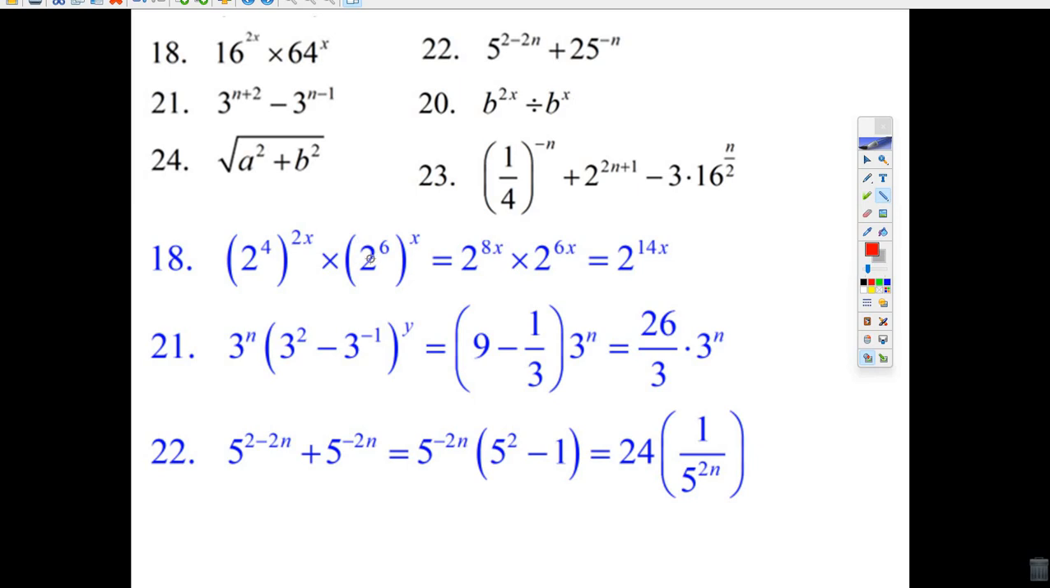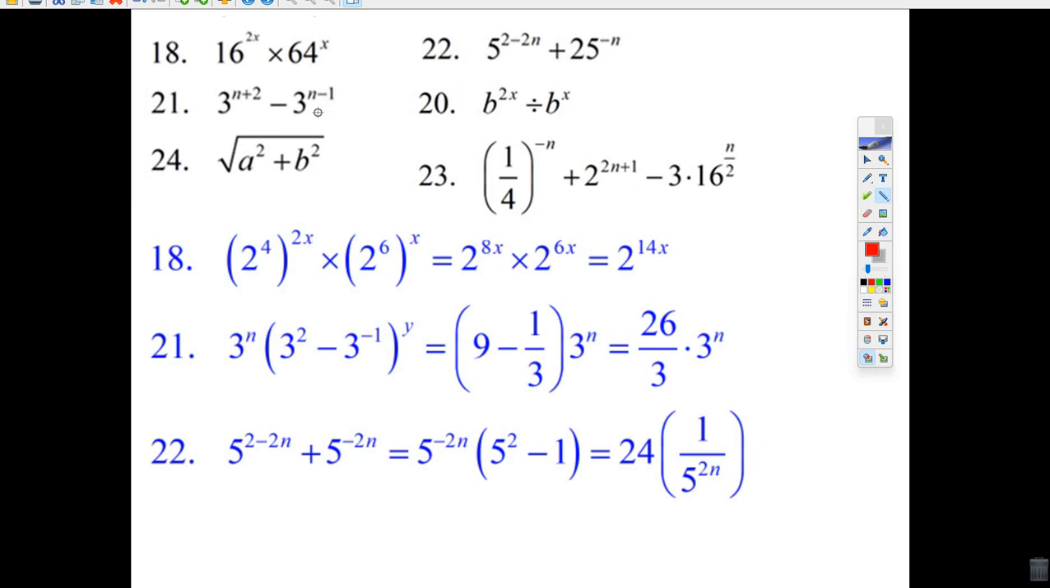That's 64. See, prime factors are nice because now you can go 4 times 2x is 8x, 6 times x is 6x, and 8x plus 6x is 2 to the 14x. There's question 18 done. Let's try 21.